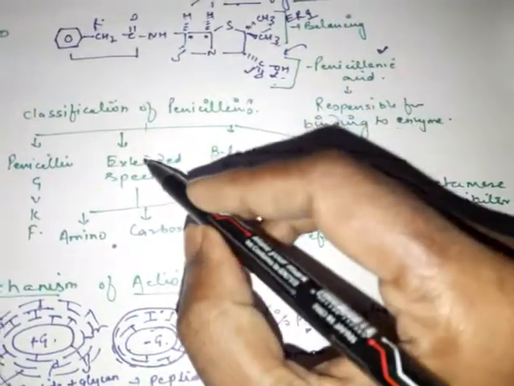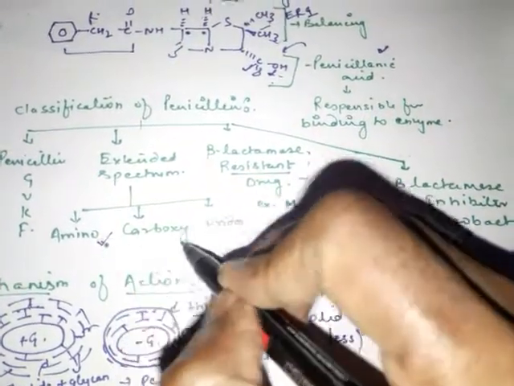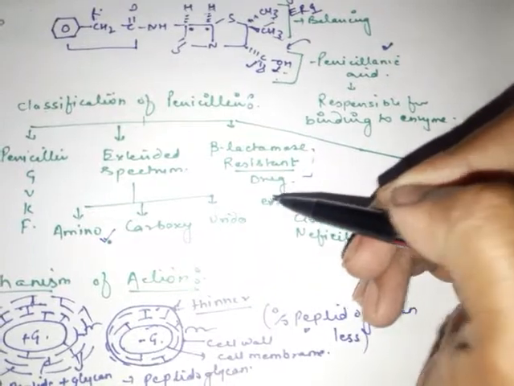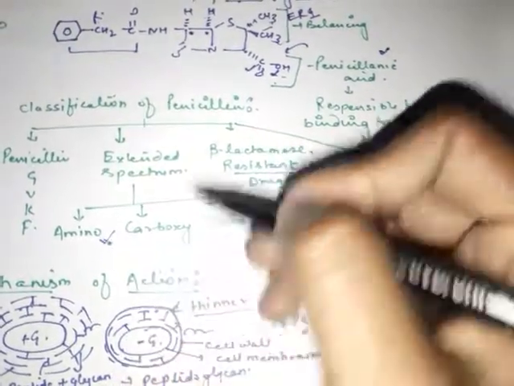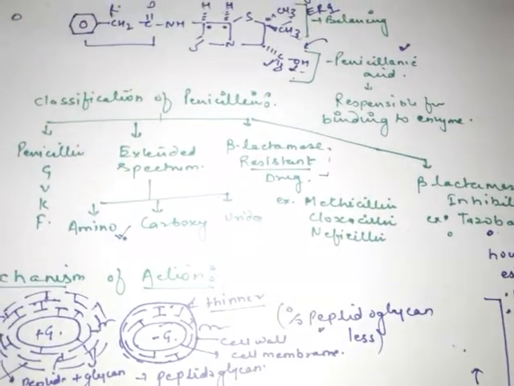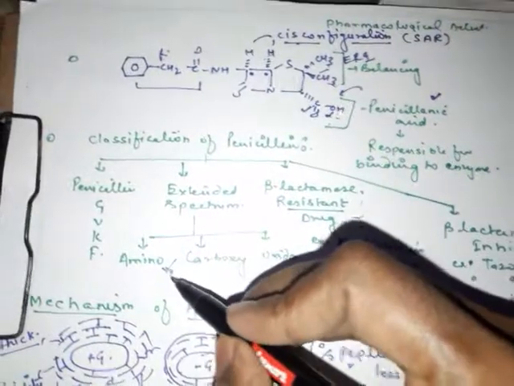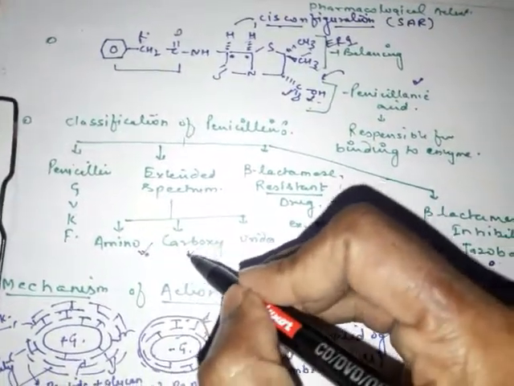The second one is extended spectrum. There are various types of penicillin in which amino, carboxy and ureido groups are added. These groups will show up in the spectrum, either proton NMR or carbon-13 NMR, and the mass spectrum also helps determine these groups. Mainly these groups can be identified by proton NMR.